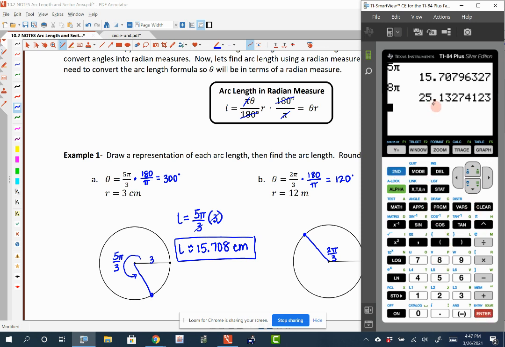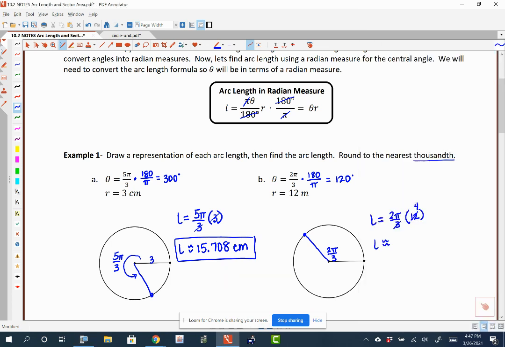25.133, and this is in meters. That would be a pretty big circle if that was in real life. Okay, so really a similar process.